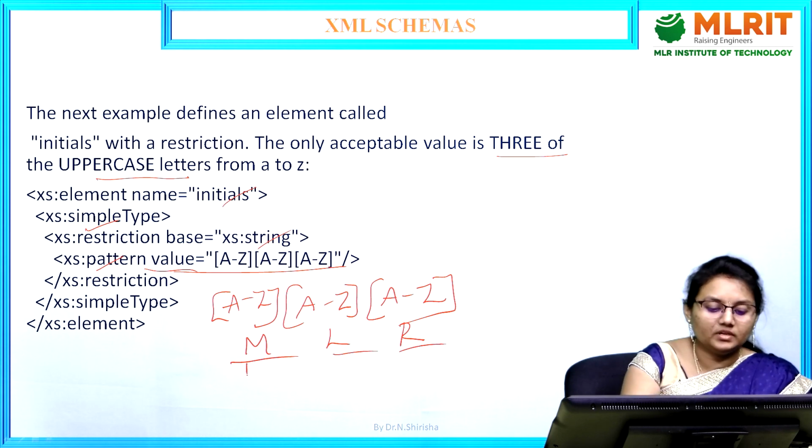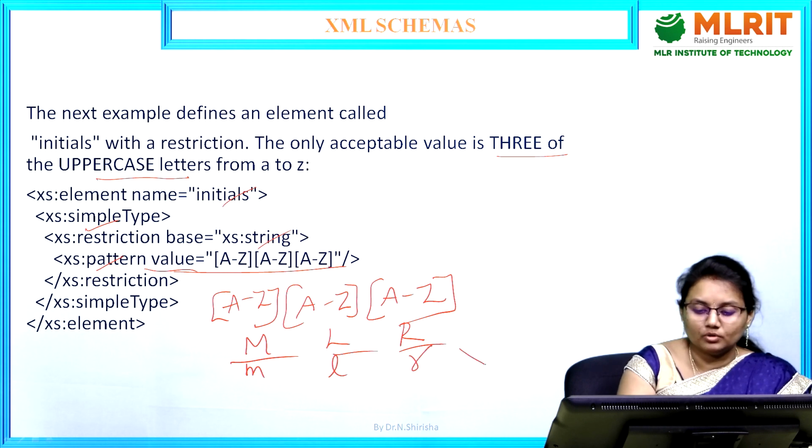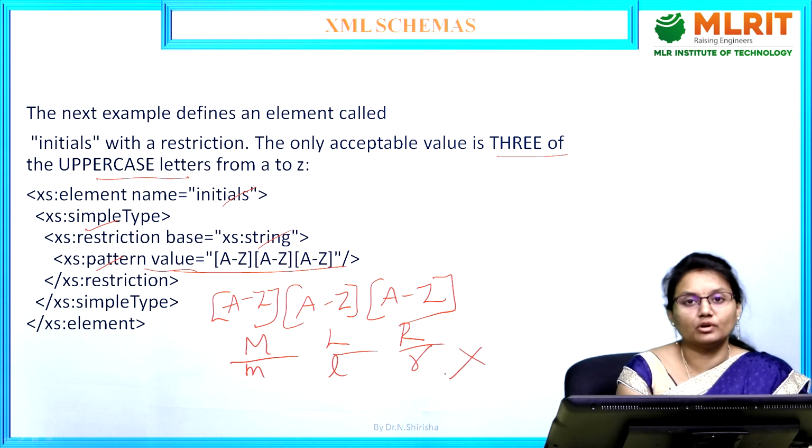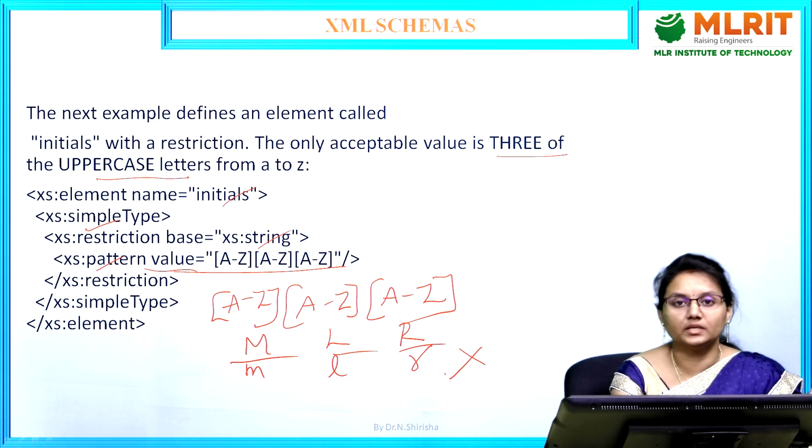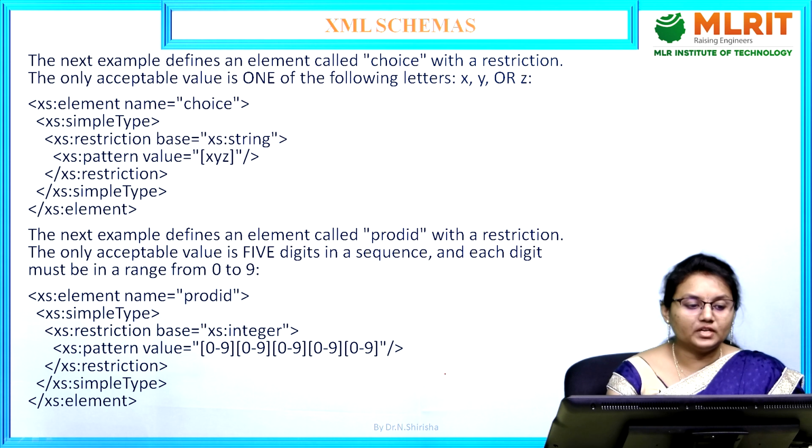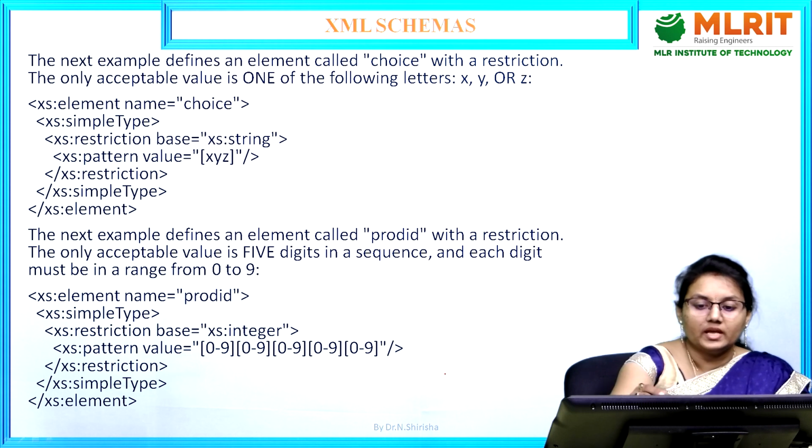If you are giving small m, l, r, it will not consider that, because that is out of your restriction. It will not allow. So, this is the type of restrictions that you can give for your patterns, using the patterns and using simple type elements. And this defines a choice with a restriction. The only acceptable value is X, Y or Z. So, either X, Y or Z you have to follow.